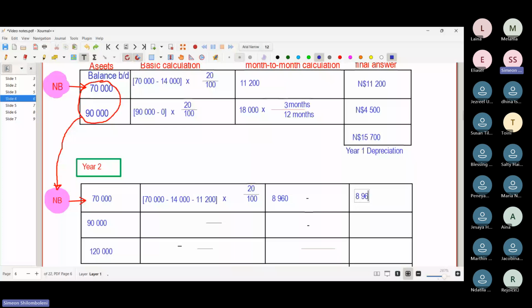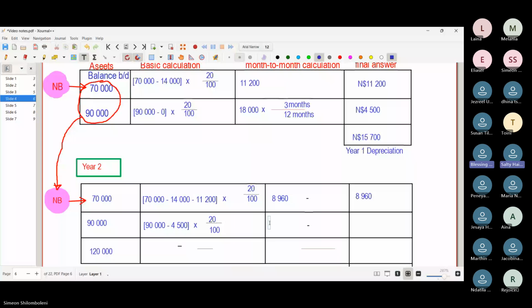We come to calculate the depreciation for the 90,000. Remember, every asset needs to be depreciated every year separately on its own. You start with 90,000 minus depreciation for the previous year, which is only 4,500. And then it's multiplied. The basic calculation, 20 over 100. Like I said, you must already know that basic calculation. How much are we going to get here?